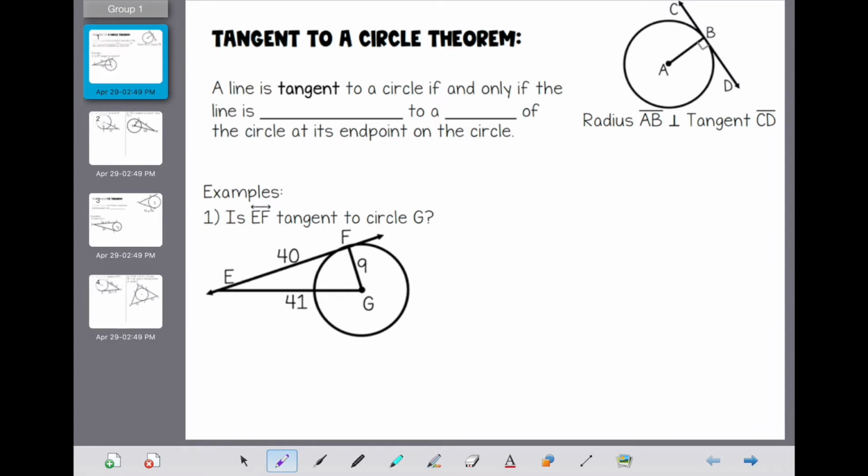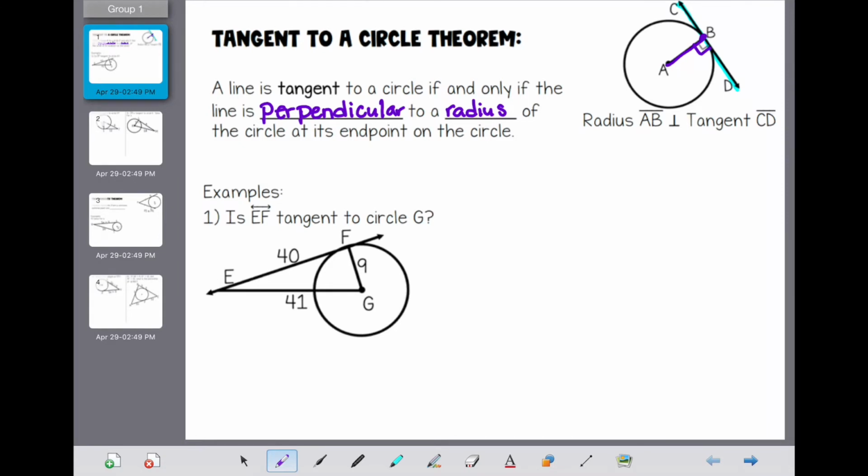A line is tangent to a circle if and only if the line is perpendicular to a radius of the circle at its endpoint on the circle. So in order for this tangent right here to be tangent to the circle, it must meet a radius at its endpoint at a 90-degree angle. So we often see this used with right triangles.